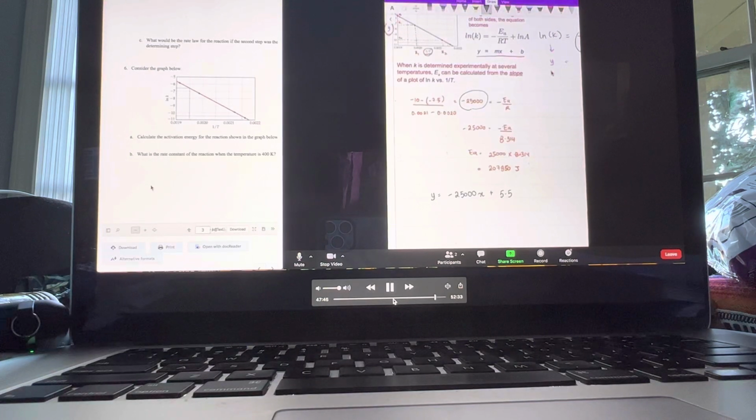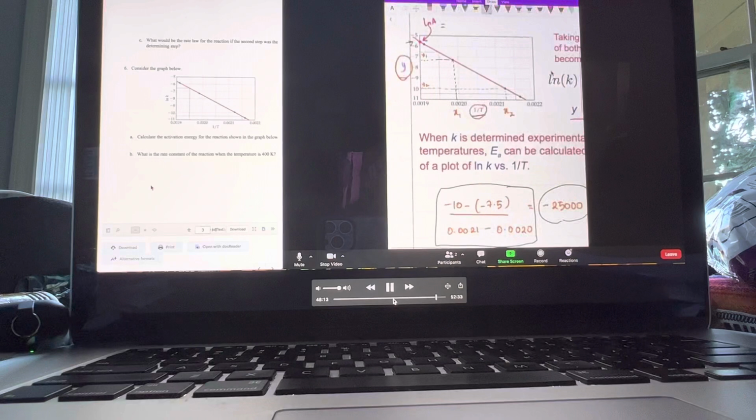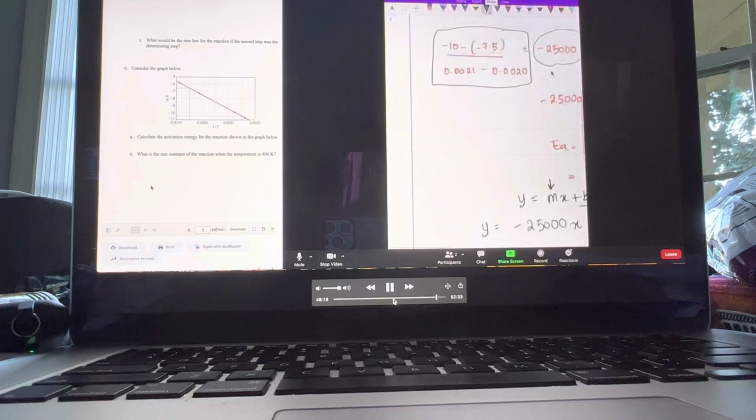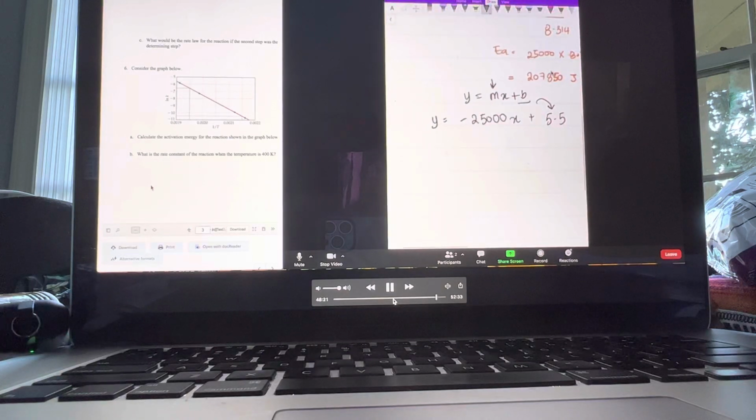So the slope was what we calculated over here to be 25,000. We're using the format y equals mx plus b. So m represents the slope, which is 25,000. And then we had b, which was 5.5. Remember, b was the y-intercept. So where it cuts the graph over here, that's our y-intercept, or b value. So that was what I put there. So this would be the equation for the graph.